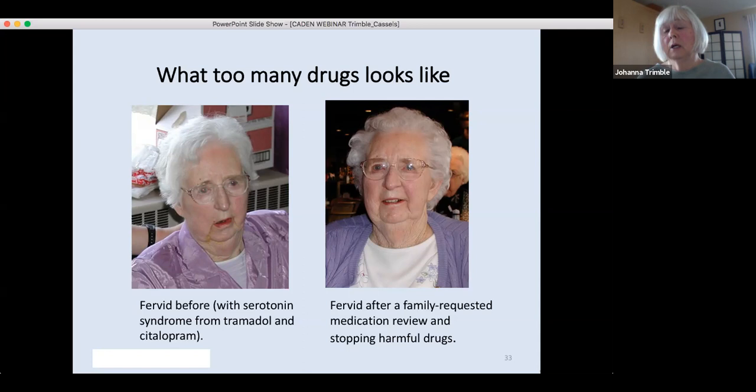So this is a before and after picture of Fervid, and the before is the medicated picture on the left. And the after is not too long after the drugs had all been stopped and washed out, and she was taken off the extra drugs she'd been given for side effects. This is her down the hill in her favorite restaurant with us, having white wine and oysters. And as you can see from her face, it's quite a different matter once the drugs are no longer interfering with her life.